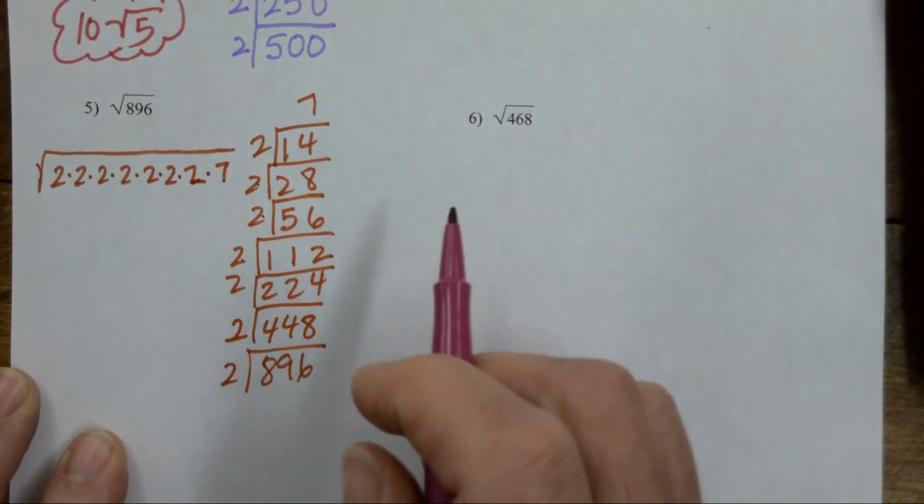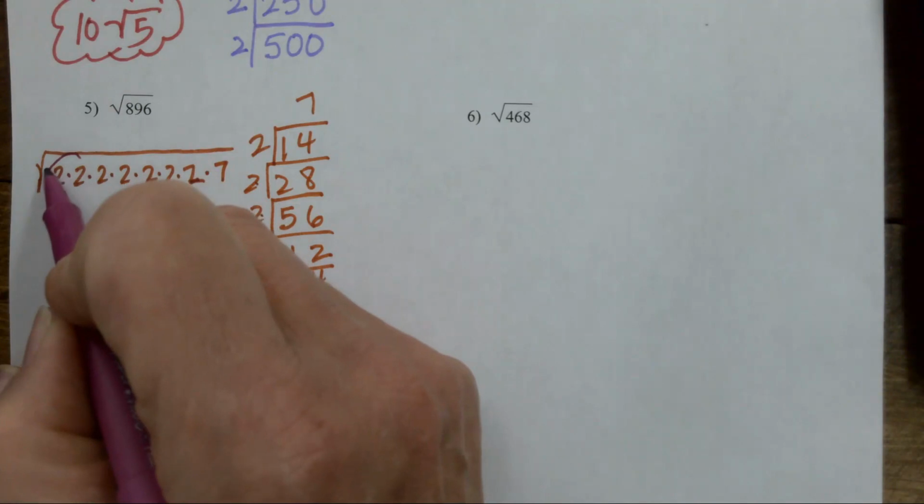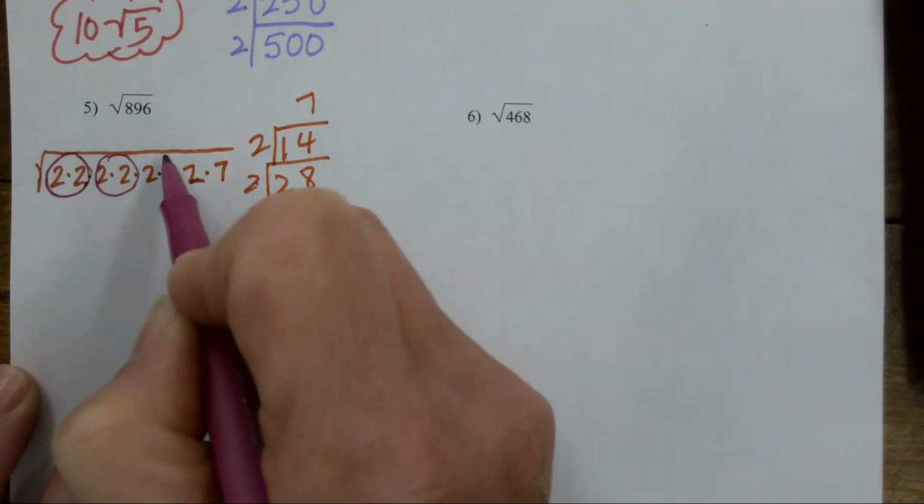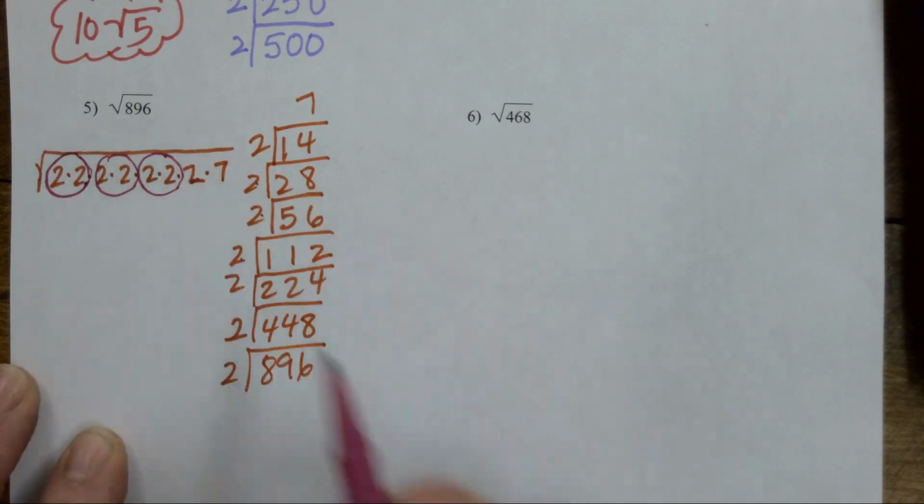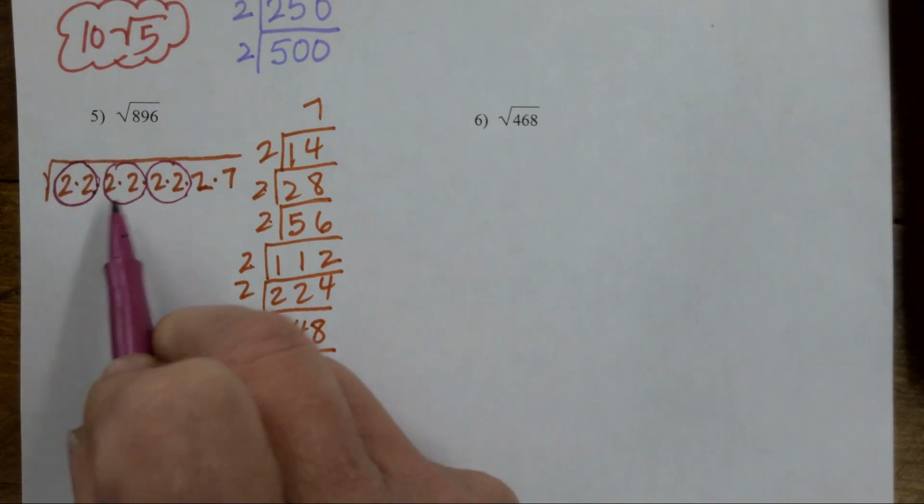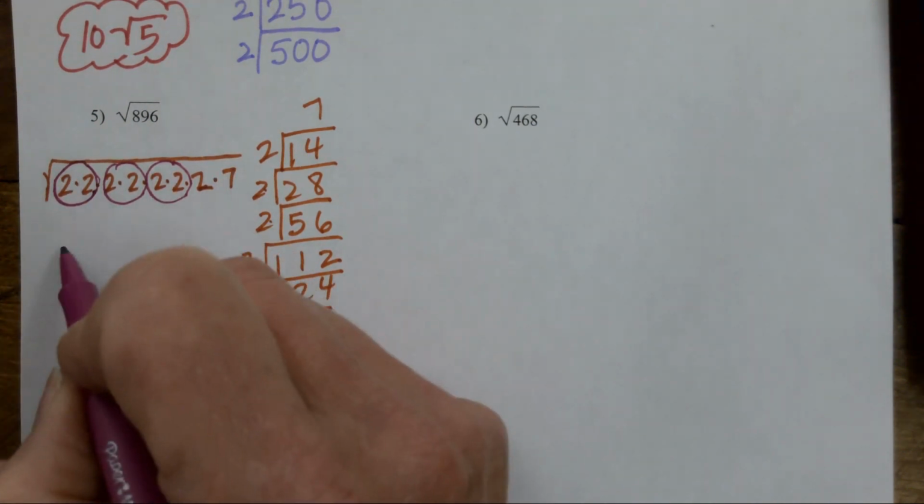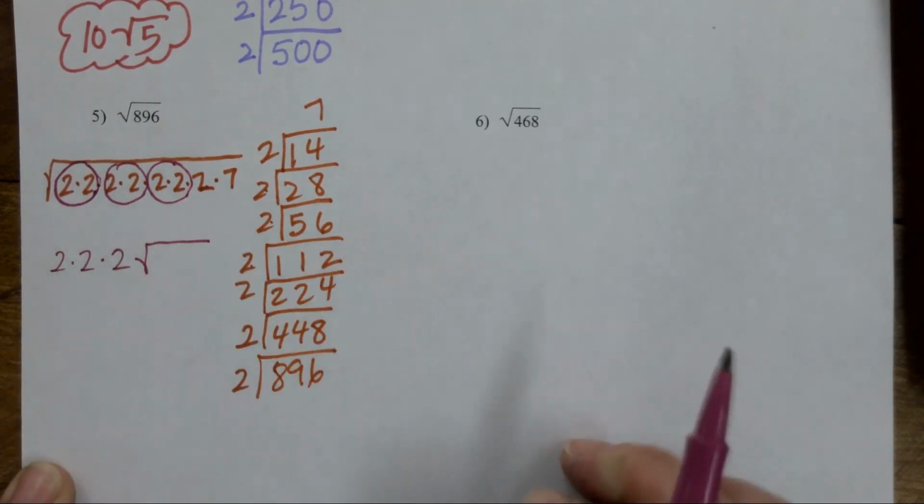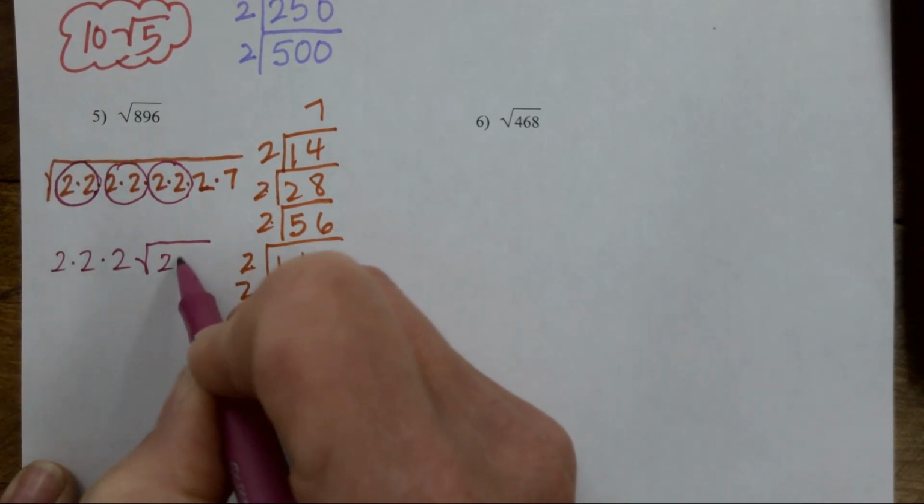Okay. So start circling pairs. 1 pair, 2 pairs, 3 pairs. How many 2s go out? 3. Because I circled 3 pairs. So 2 times 2 times 2. What's left in? 2 times 7, whatever didn't get circled.